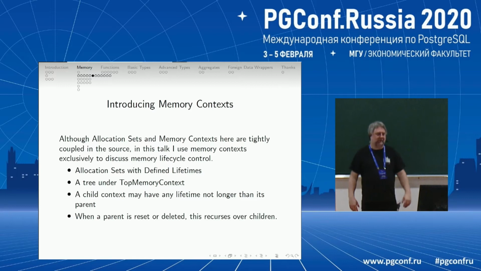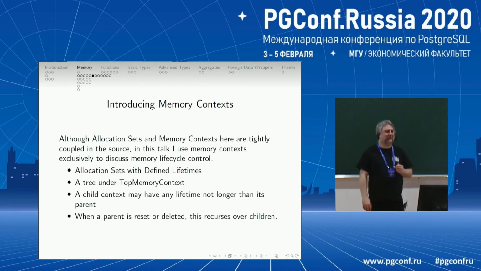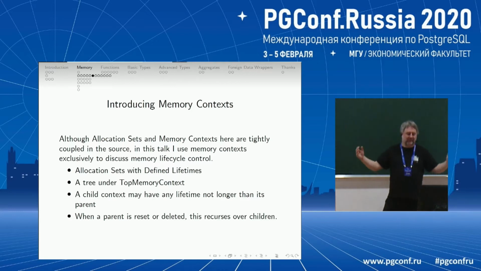So now that we've talked about allocation sets, let's talk about the wrapper concept in which we typically use them. This is called the memory context. Show of hands, how many people here have heard of memory contexts? How many people here have ever selected a memory context? A few? Okay.